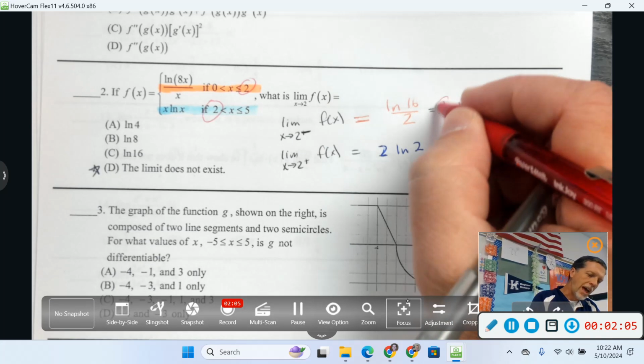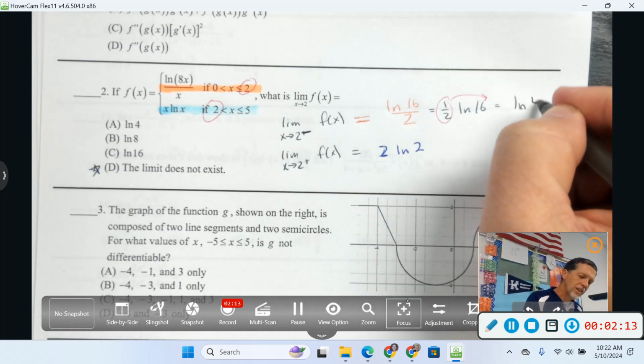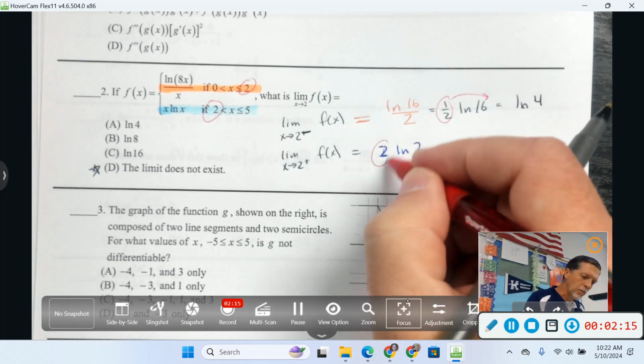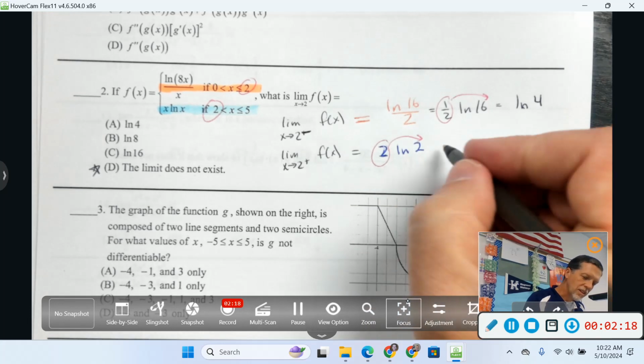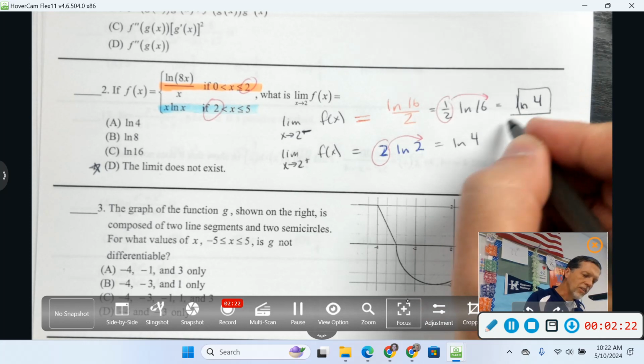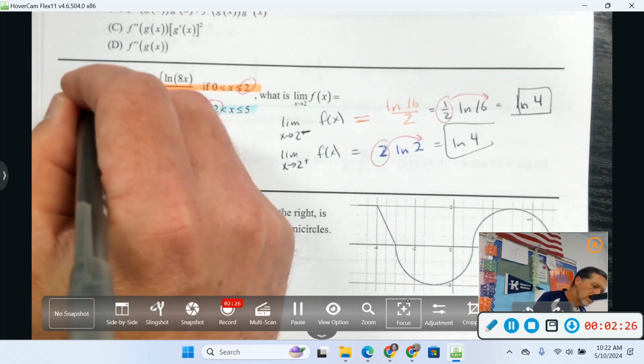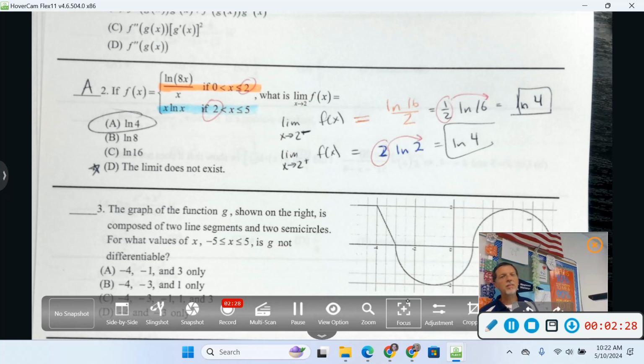We could put the 1/2 as the exponent. So that's 16 to the 1/2. That would be natural log of 4. And then same thing here. Put the 2 as the exponent. 2 squared is 4. And so they are the same. They're both headed toward natural log of 4. So the limit is natural log of 4.